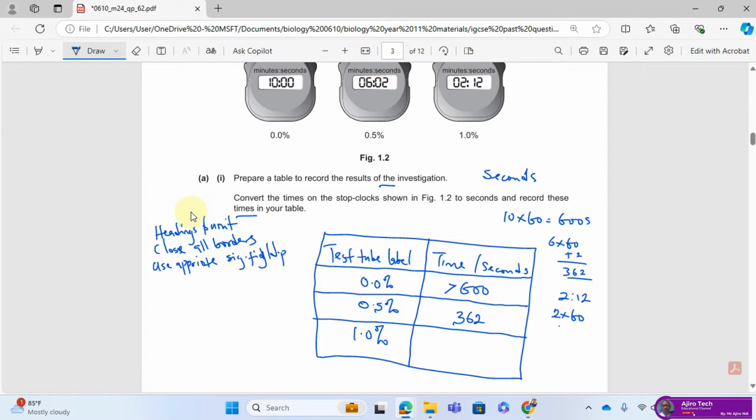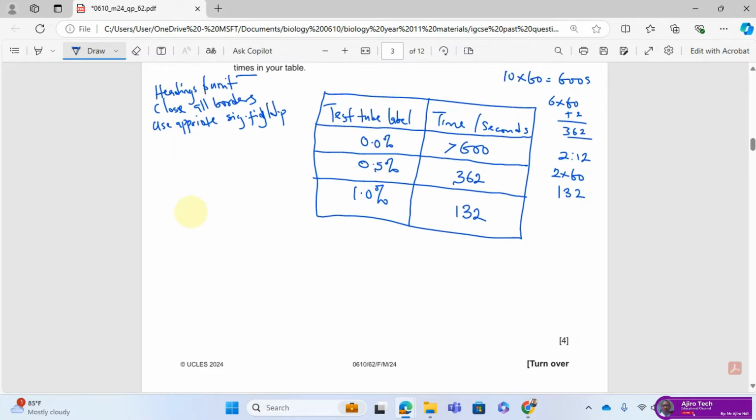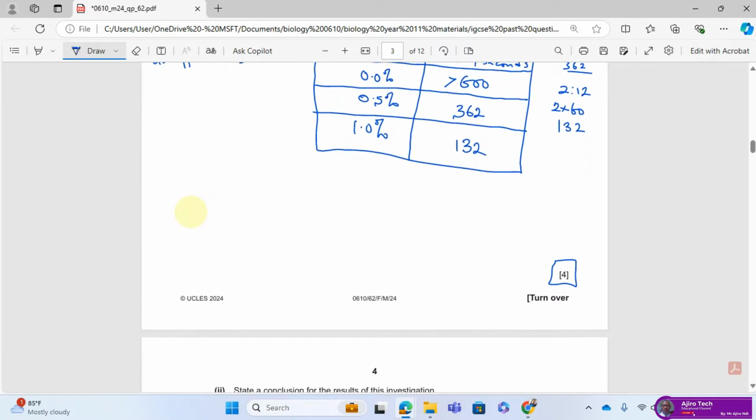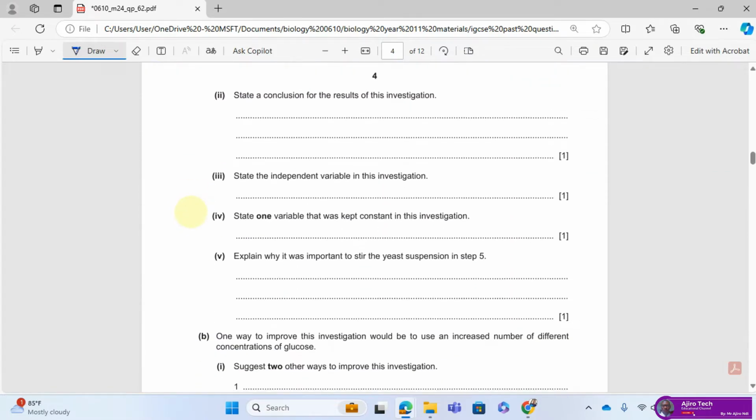That's 120 plus 12, 132. So here we have 132. With this, our table is ready and we have our 4 marks. Remember, units are always indicated along with the table heading. All right, and that's the way to record your table. So you have your 4 marks.